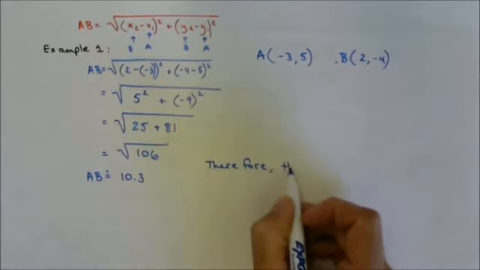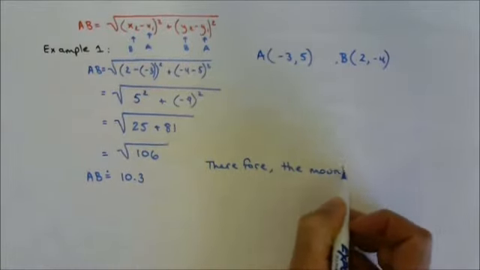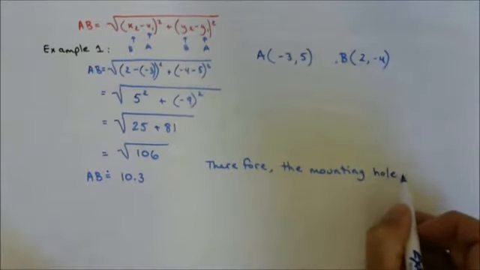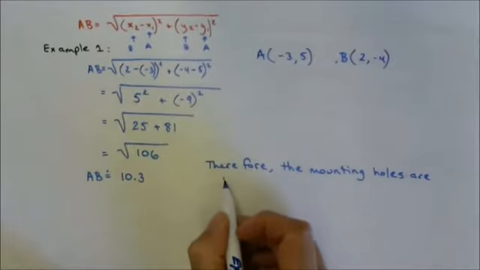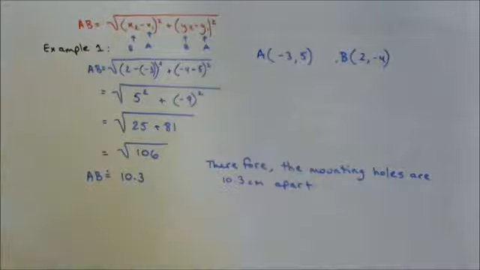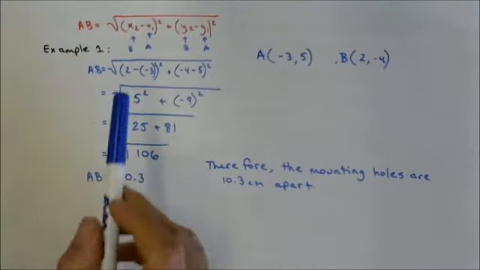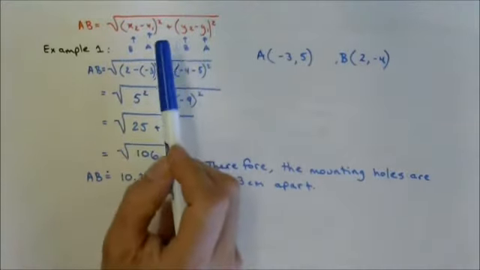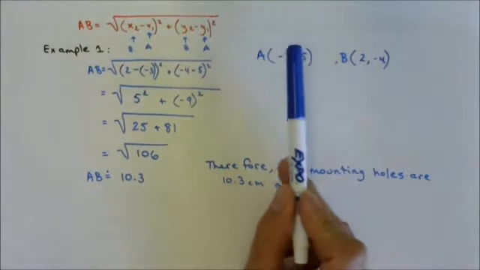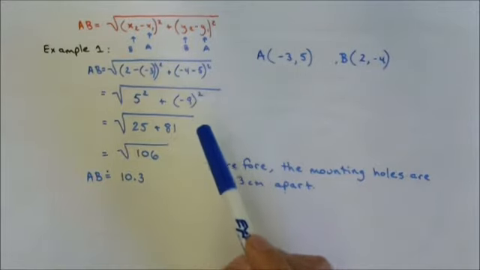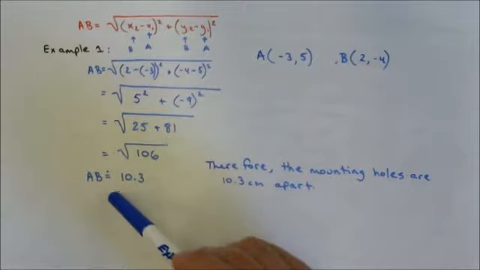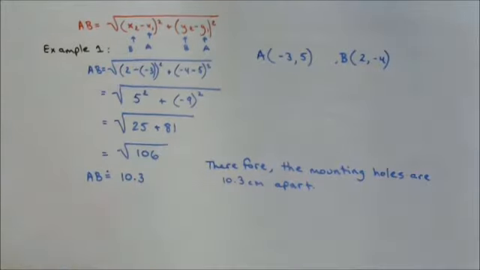Therefore, the mounting holes, right, we're applying it back to our word problem, the mounting holes are 10.3 centimeters apart. Okay, all we did was we were given 2 points. We wrote our distance formula, our length formula. We applied it by putting the appropriate coordinates into the right spot in the formula. We used our basic algebra skills, arithmetic really, to solve it out and rounded our answer to 1 decimal place.